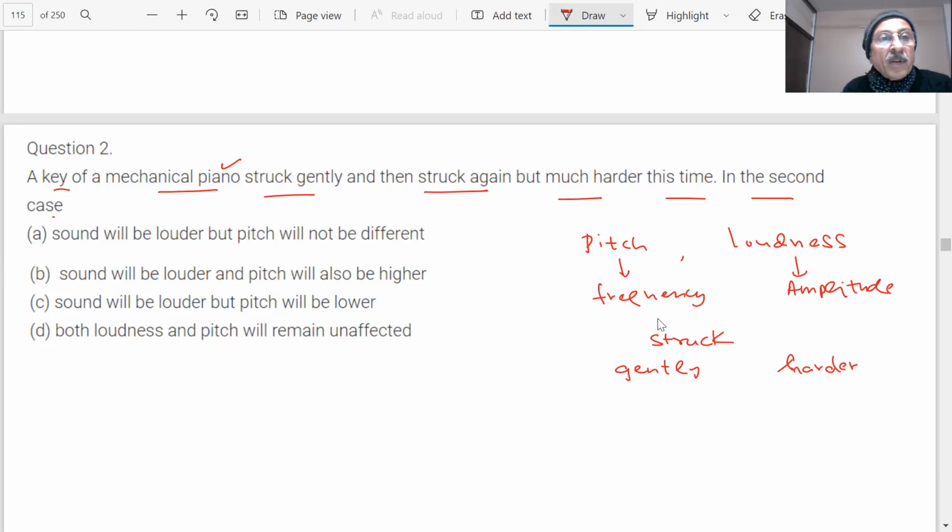Sir, option A. Option A is the correct answer. In this case, what will happen? Sound will be louder, but pitch will not be different. Frequency will not change, but in this case, amplitude will change.